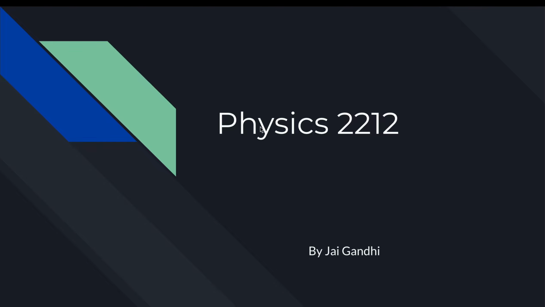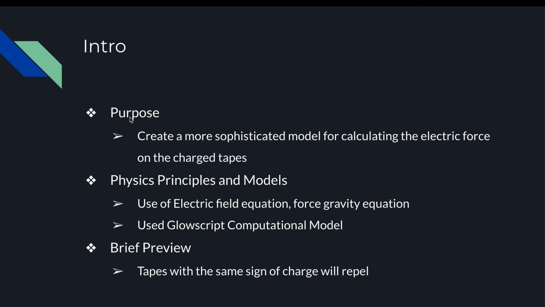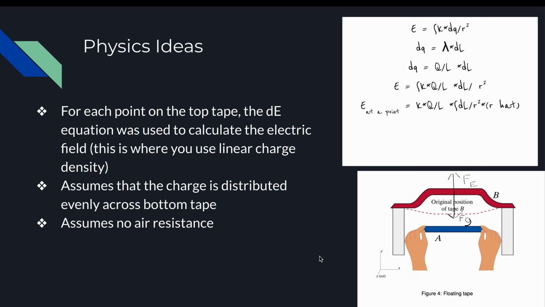Today I'm going to do lab 2 of physics 2. The purpose of this lab was to create a more sophisticated model for calculating the electric force on the charged tapes. So I used the electric field equation and the force of gravity equation, and I used the Glowstrip computational model. A brief preview is that the tapes with the same sign of charge will repel.